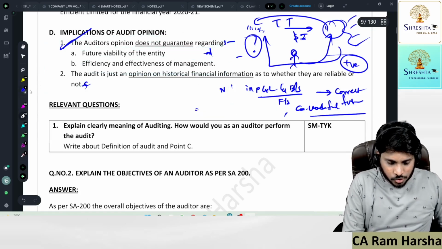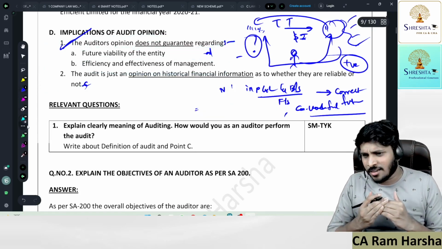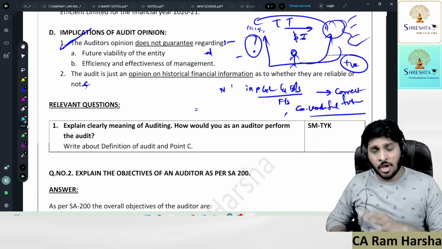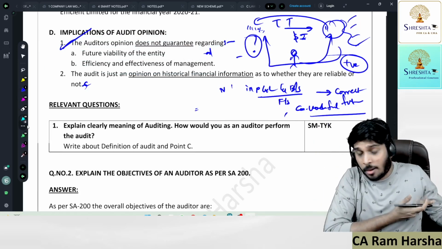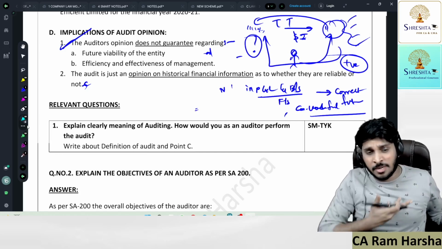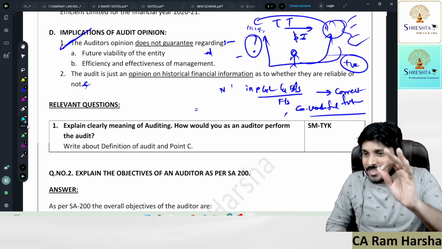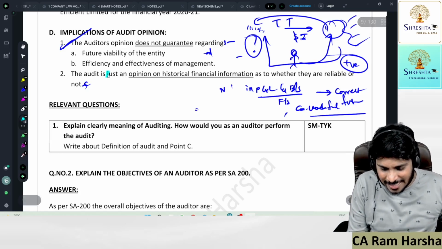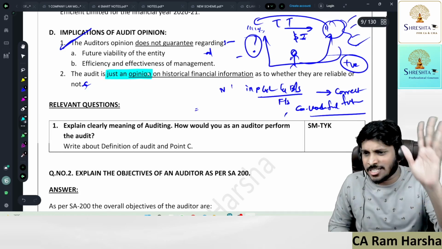Next. So, sir, then what audit exactly? You are saying it is not talking about future. You are saying it is not talking about company directors, board of directors, management performance. Then what audit, sir? It is nothing but just an opinion. It is just an opinion.